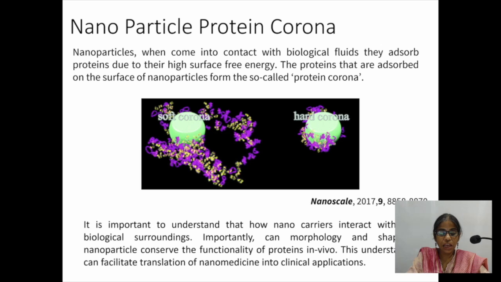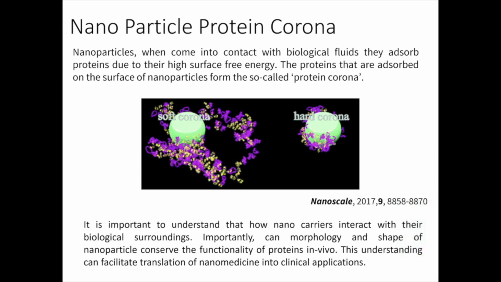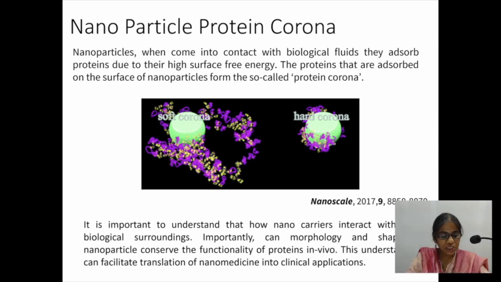Nanoparticles, when they come into contact with biological fluids, because of their high free surface energy, adsorb proteins on the surface. This forms the so-called nanoparticle protein corona. To date, most efforts have been devoted to understanding the composition of protein coronas as well as their biological implications. If we look at the literature, most of these studies emphasize the change in the synthetic identity of the nanoparticle when the nanoparticle protein corona is formed.